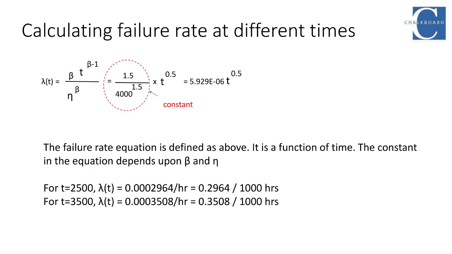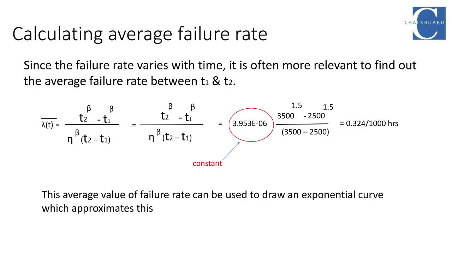The formula for failure rate at time t is given on the slide. As we can see, this is a product of a constant and an expression which is a function of t. Since the power of t is positive, the failure rate goes up with time. By substituting the values of 2,500 and 3,500 in the expression, we can get the failure rates at those times.